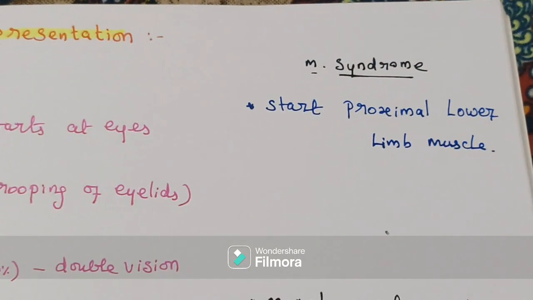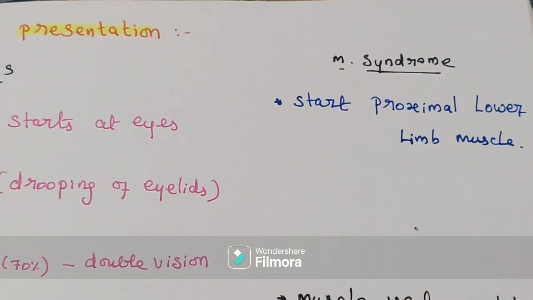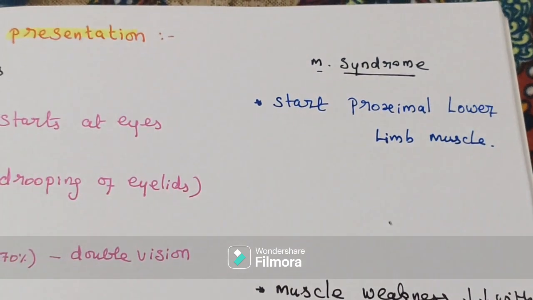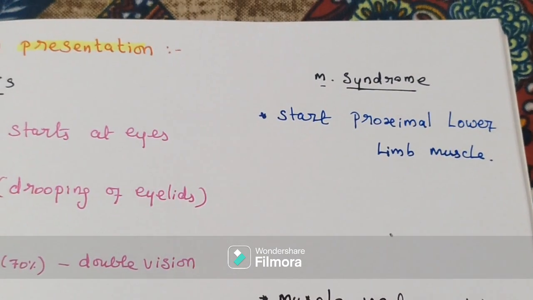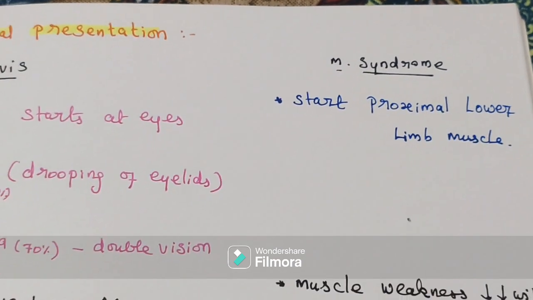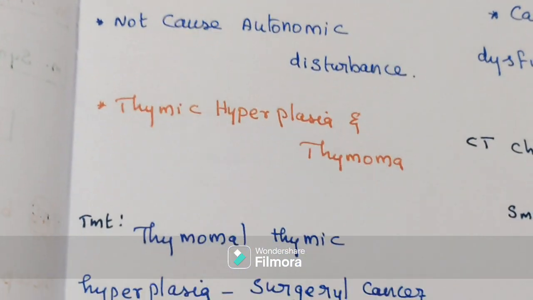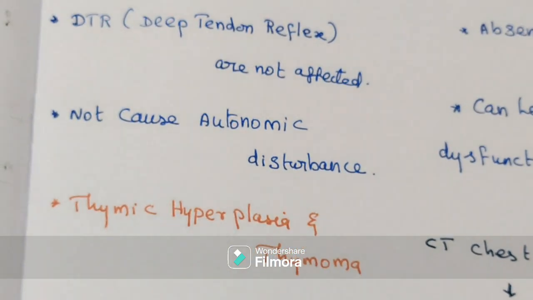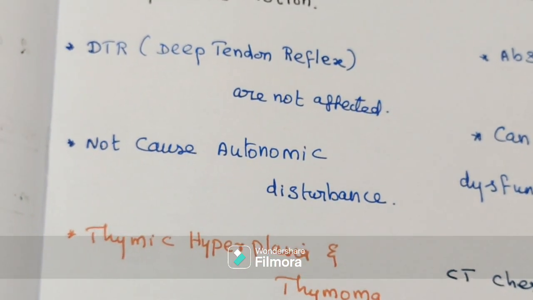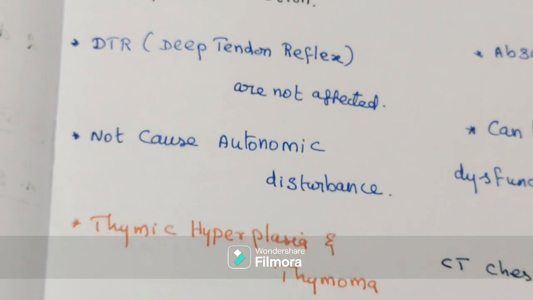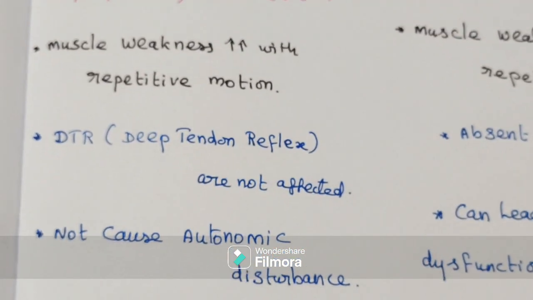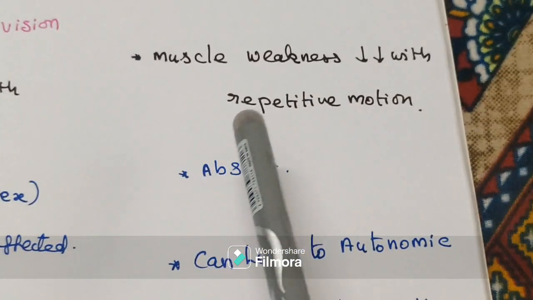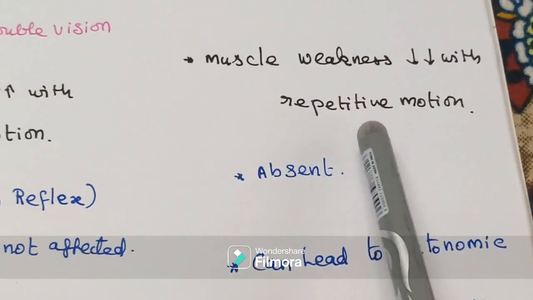Myasthenic syndrome starts at the proximal lower limb and moves upward. In gravis, muscle weakness increases with repetitive movement. In myasthenic syndrome, muscle weakness decreases during repetitive movement.